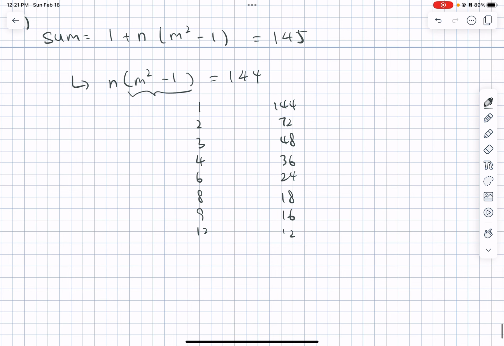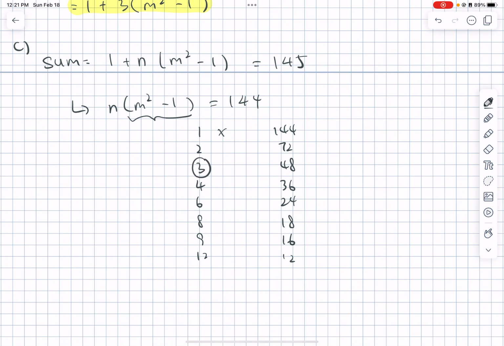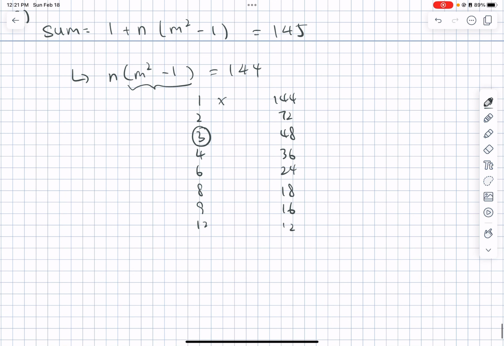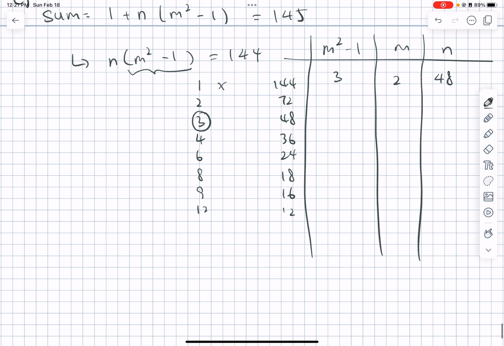So how many of these numbers is exactly 1 less than a perfect square? So 1 more than 1 is 2. That's not a perfect square. 1 more than 2 is 3. That's not a perfect square. 1 more than 3 is 4. So this is actually a valid perfect square. So if m squared minus 1, let's draw a table here. M squared minus 1, m, n. So if m squared minus 1 is equal to 3, that means m is equal to 2, which means n is equal to 48. So that's a valid pair of positive m and n's.